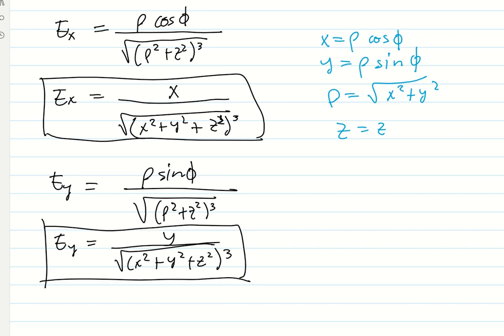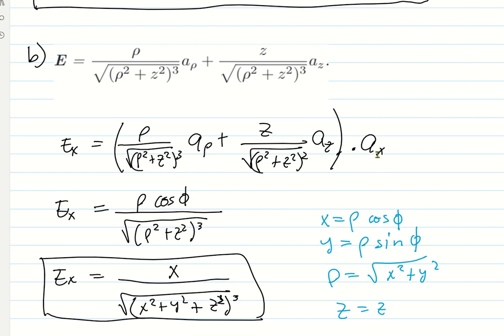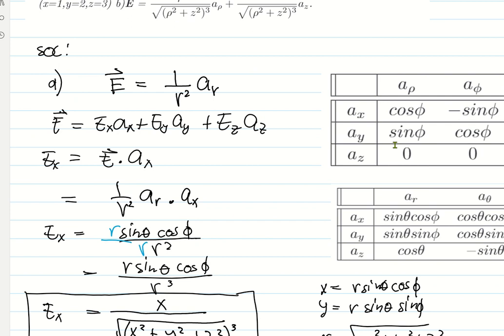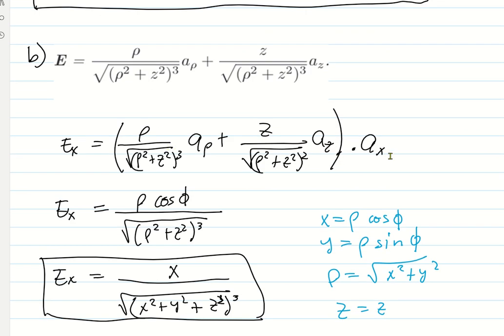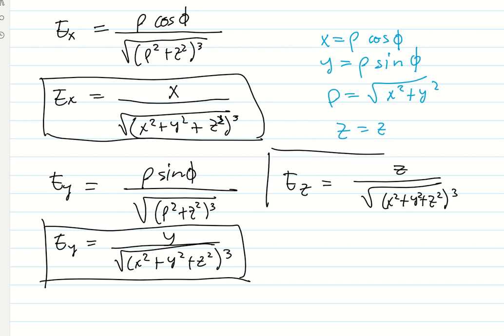For our EZ now, we dot with AZ. What will be a rho dot az? A rho dot az will be equal to 0. So the first term will be equal to 0 here. But az dot az is equal to 1 because they are parallel. So the answer will be just this term, z all over the square root of rho squared plus z squared cubed, which is just equal to z over x squared plus y squared plus z squared, all to the 3 over 2. And this will be our EZ.